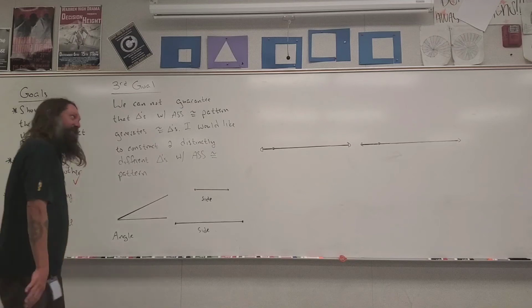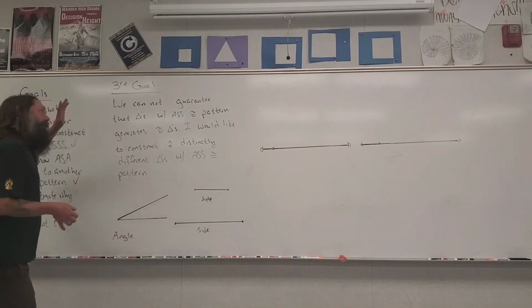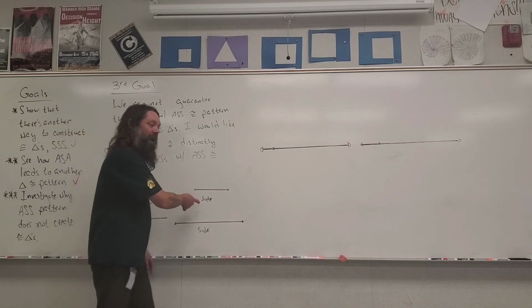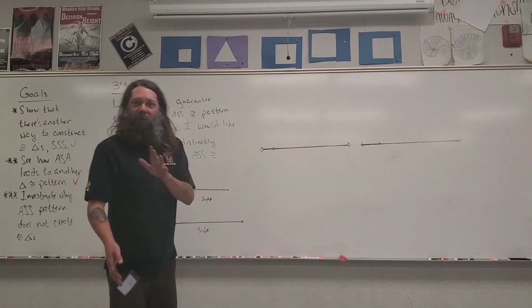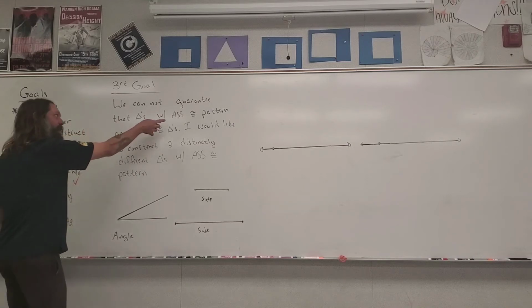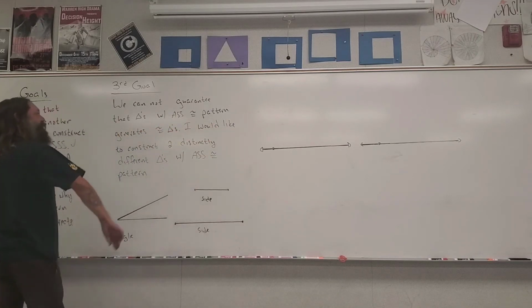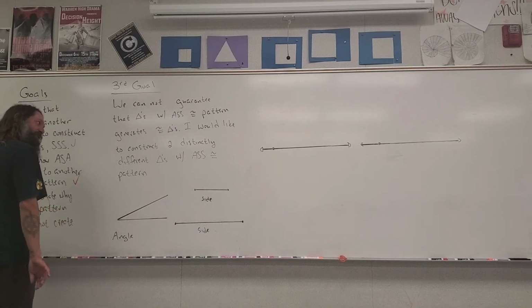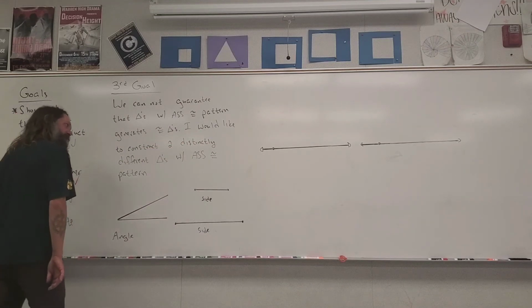All right, so back to this. I want to convince you that if I copy an angle, a side, and a side, I can make completely different triangles. So we cannot guarantee that triangles with the angle side side pattern generate congruent triangles. I would like to construct two distinctly different triangles with the angle side side pattern.